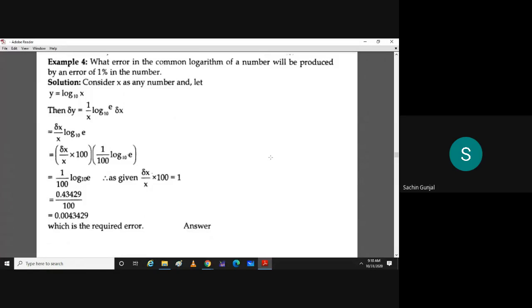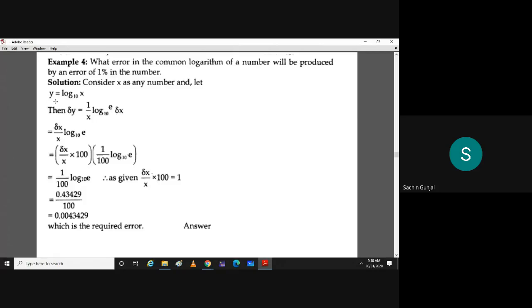Obviously, this is again on the same line. I think I should leave it to you. Let us take it quickly. What error in common logarithm of a number will be produced by an error of 1% in a number? Okay. So consider x is any number and y is equal to log x. So 1% error is given in x. You want the corresponding error in y.